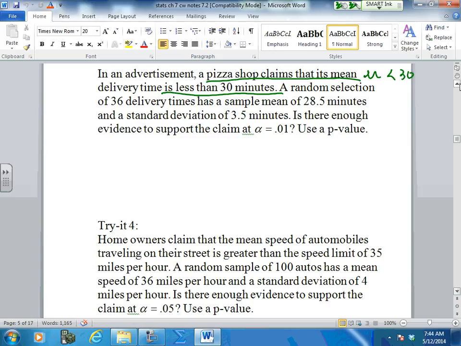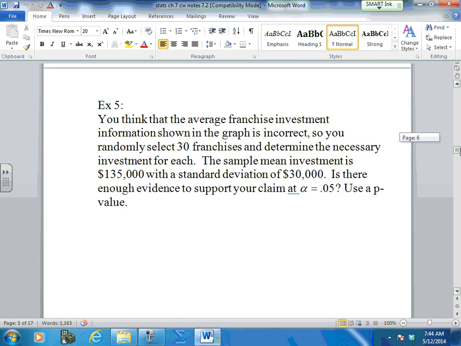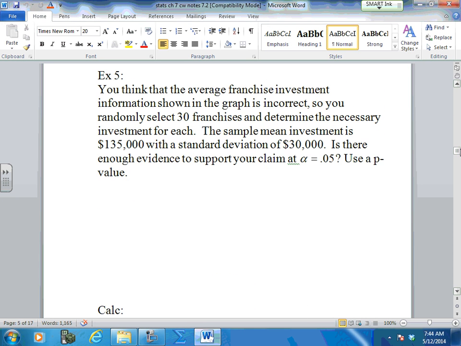A random selection, here's your sample. You always use your sample to challenge your population. So a random sample of 36 delivery times. We did this one? Yeah, we did. Oh, okay. All right. And we don't have to do this one. Perfect. Let's go to 5. Did we do 5? Okay.